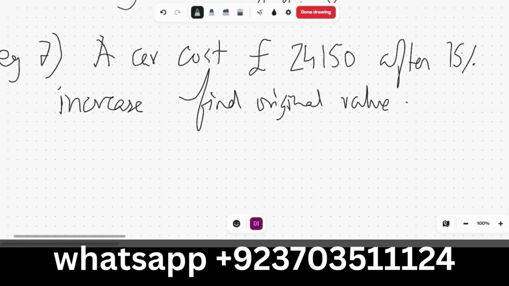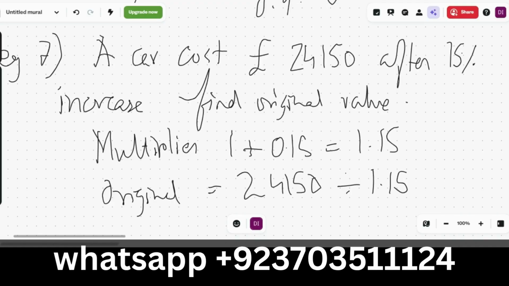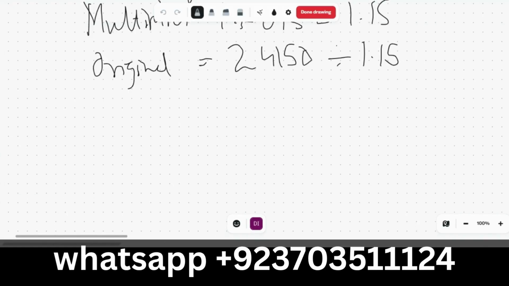So how are we going to do this? The multiplier here is an increase, so we will add 1 plus the value of increase, 0.15. So the multiplier would be 1.15. Original value would be equal to the price after increase, 24150, divided by 1.15. So the answer is simply equal to 21,000 pounds.